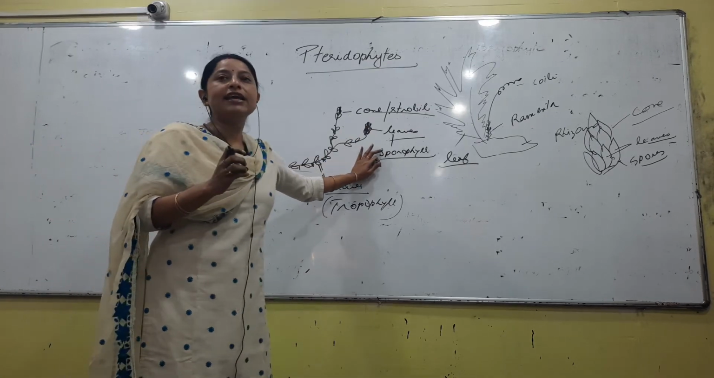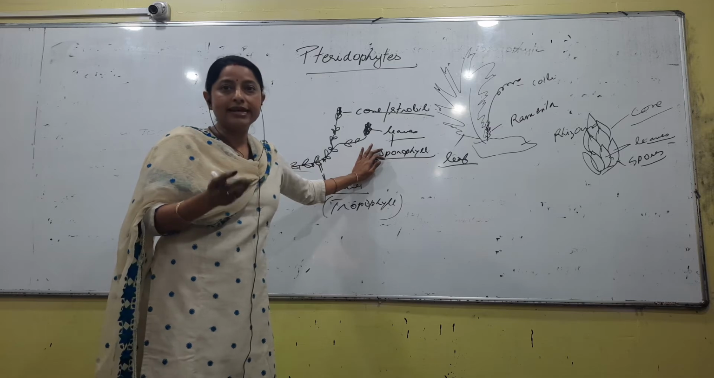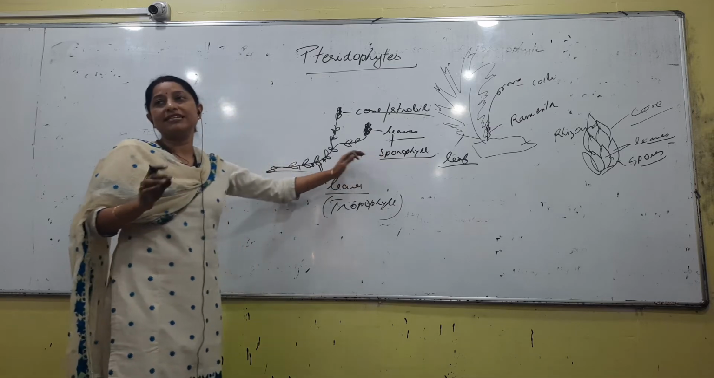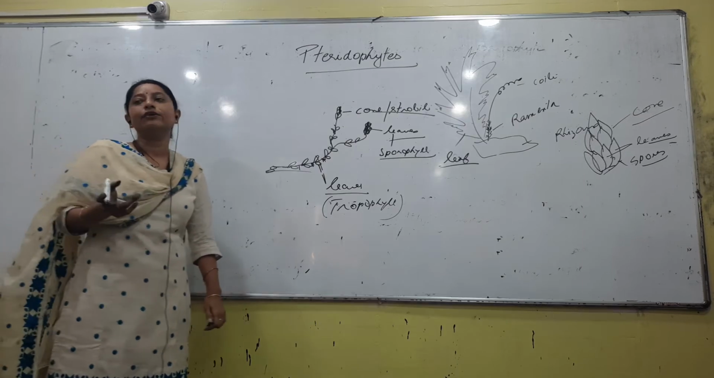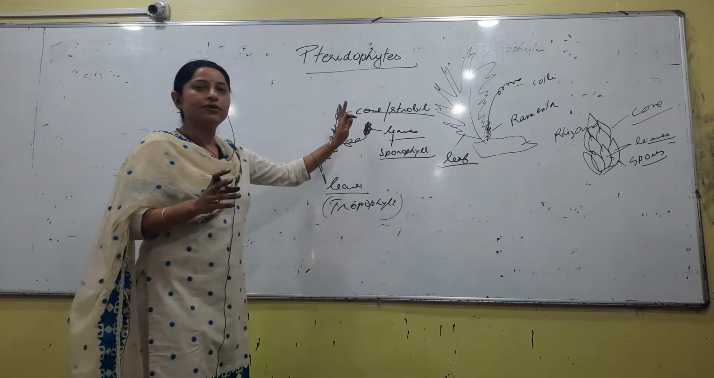The question is, give examples of pteridophytes where you can see the cone, and examples of pteridophytes where cone is absent. Best example is fern where the cone is absent. Best example is Selaginella where you find the cone, right? So inside the cone you will have the spores.